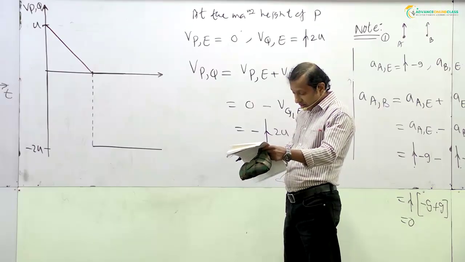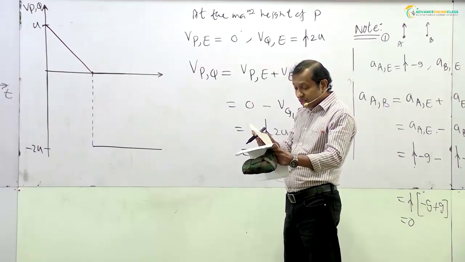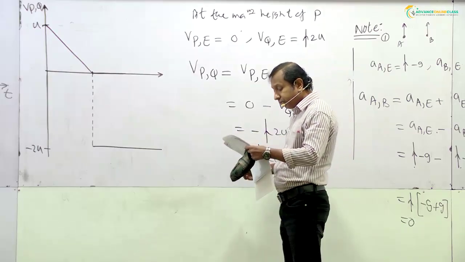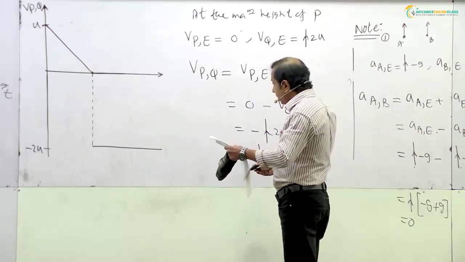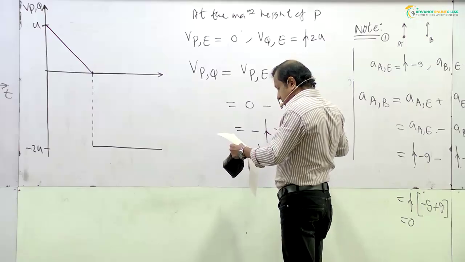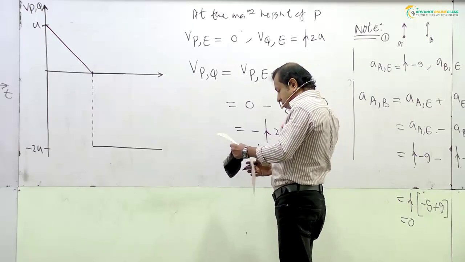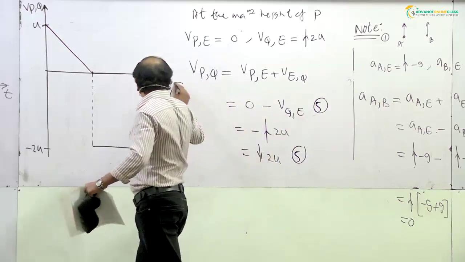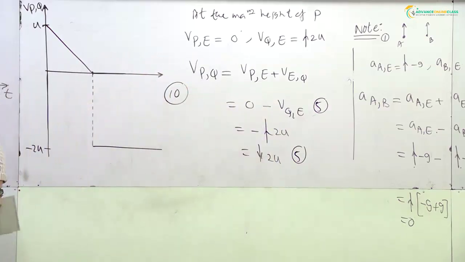For these things, marks come like this. 5 marks for this one, 10 for this one. That's the end of the paper.